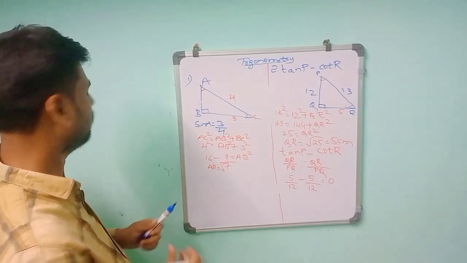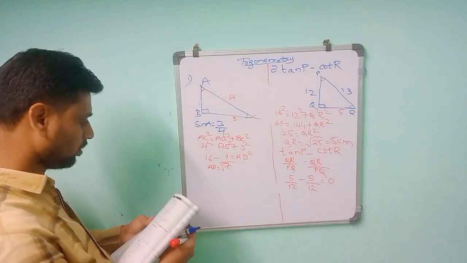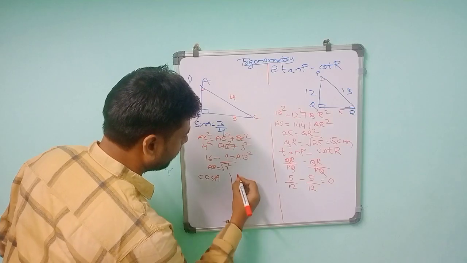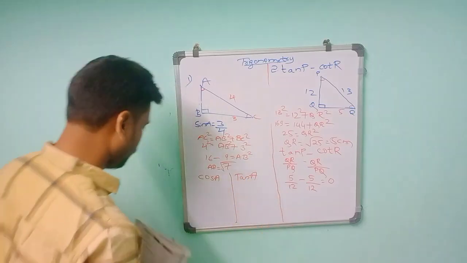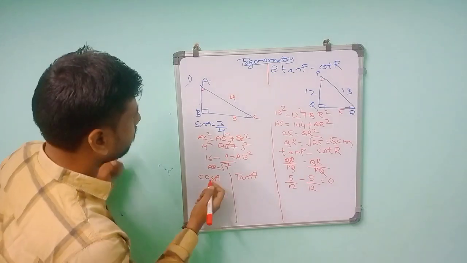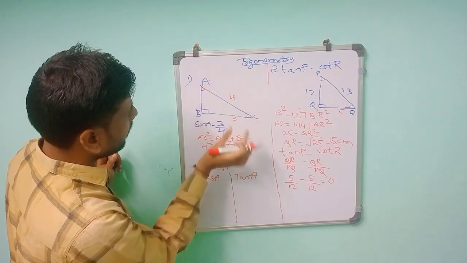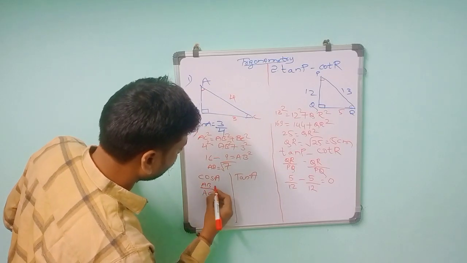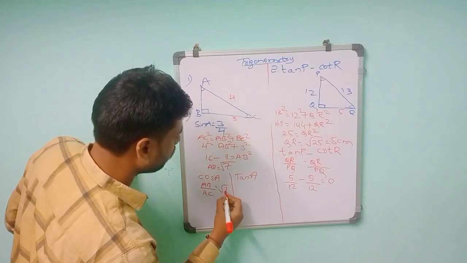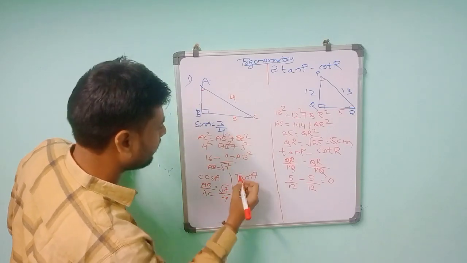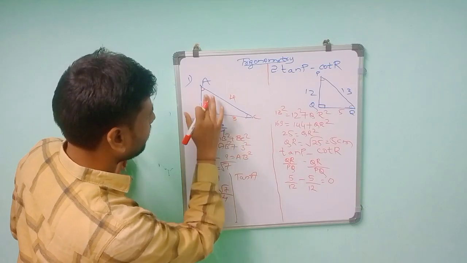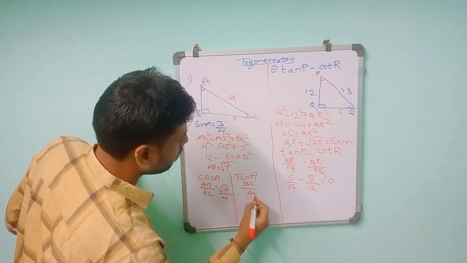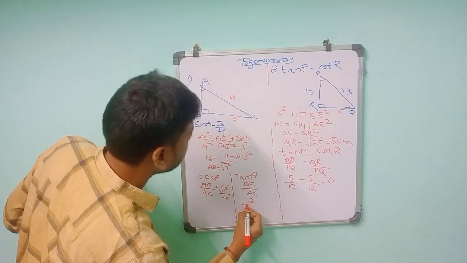Then they ask you to find cos A and tan A. For cos A, it will be adjacent by hypotenuse. The adjacent is AB, divided by the hypotenuse AC. AB you have found is root 7, and AC is 4. So cos A is root 7 by 4.